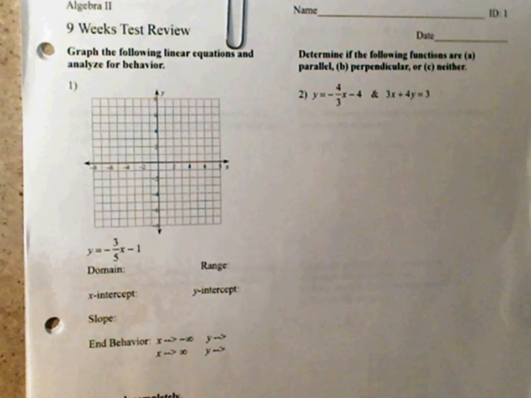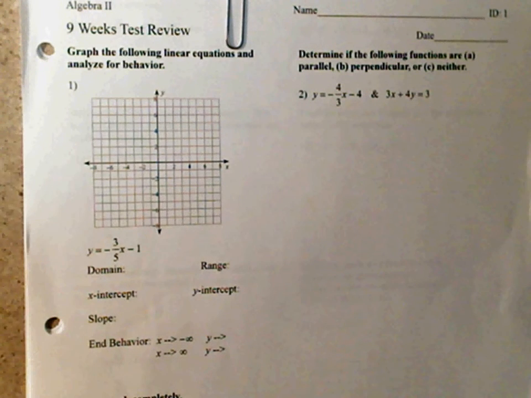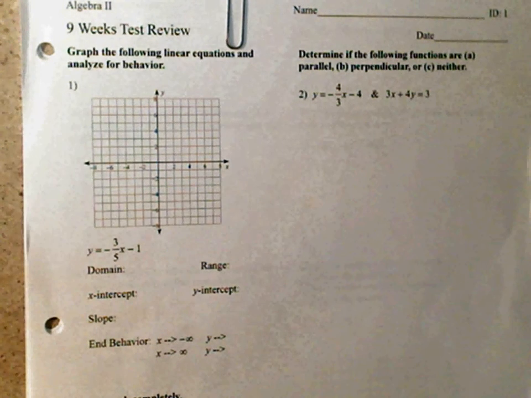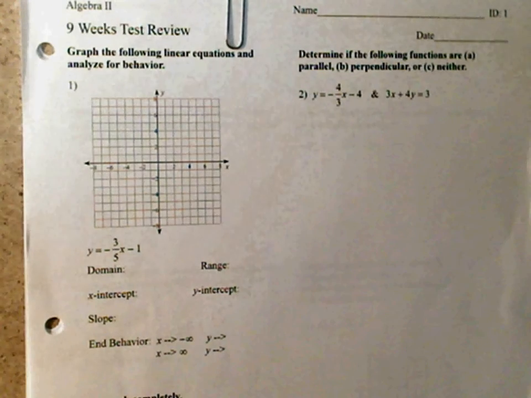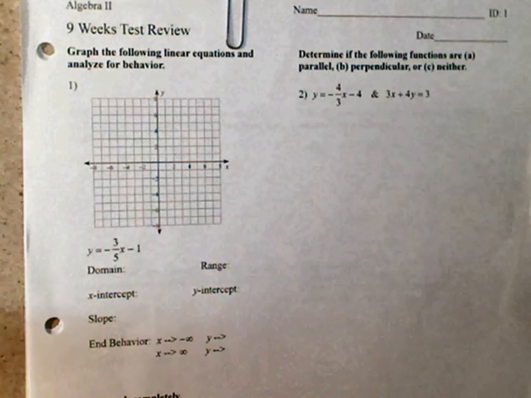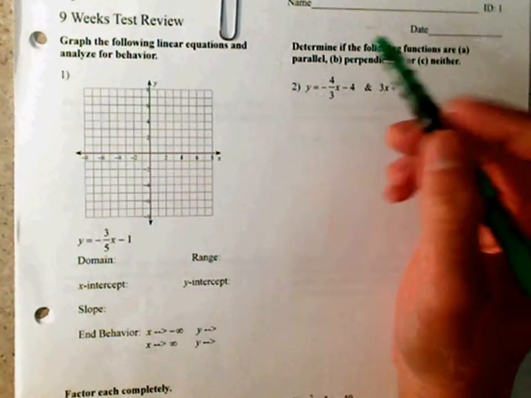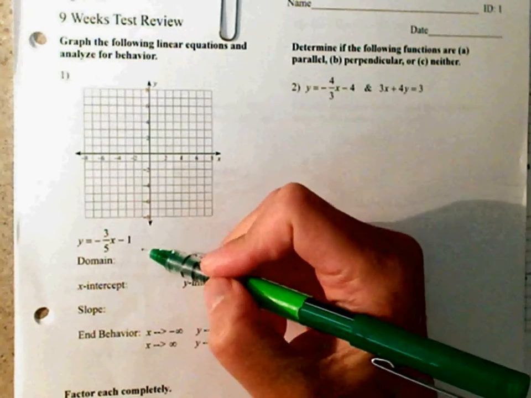Welcome back. I need to redo number 1 for your 9 weeks test review regarding your x-intercept. So let me go ahead and start all over again. But here's your number 1, okay? For number 1, you're graphing linear equations.